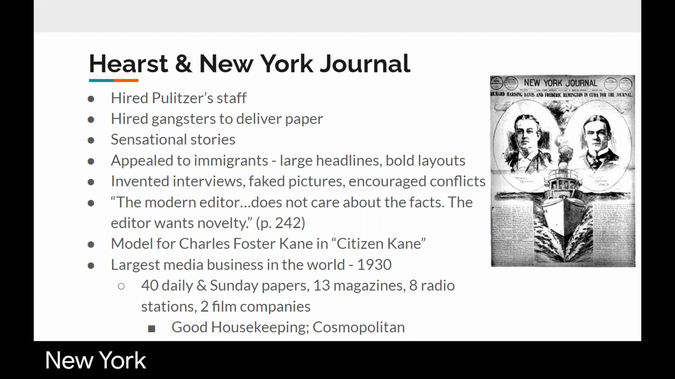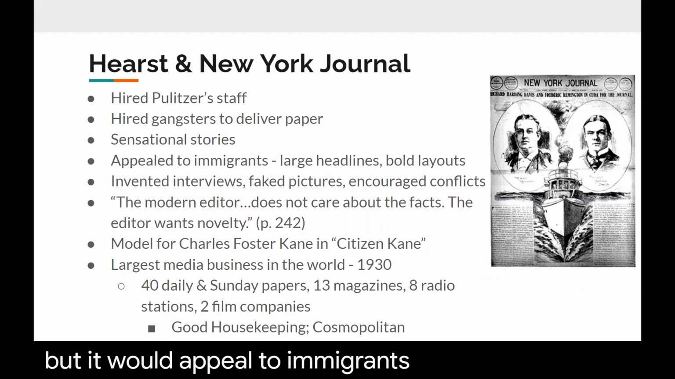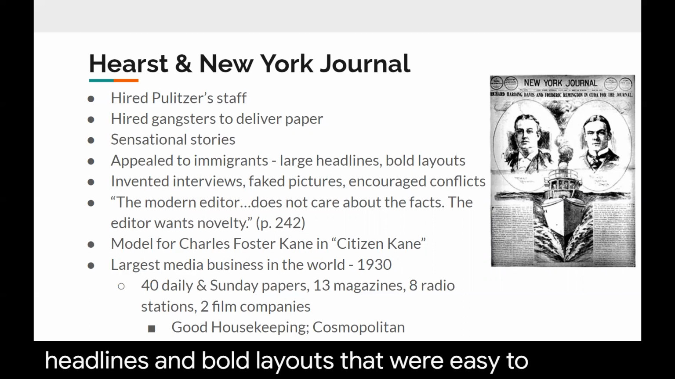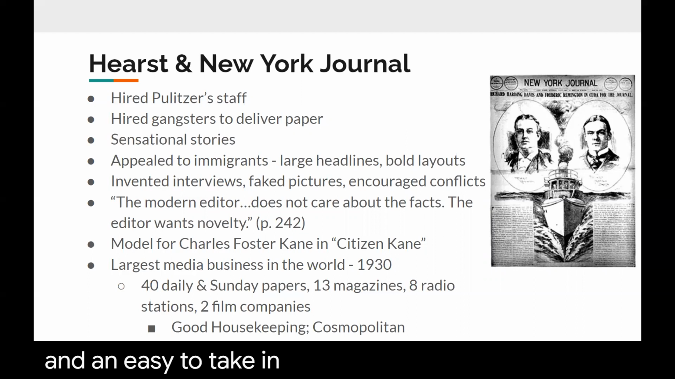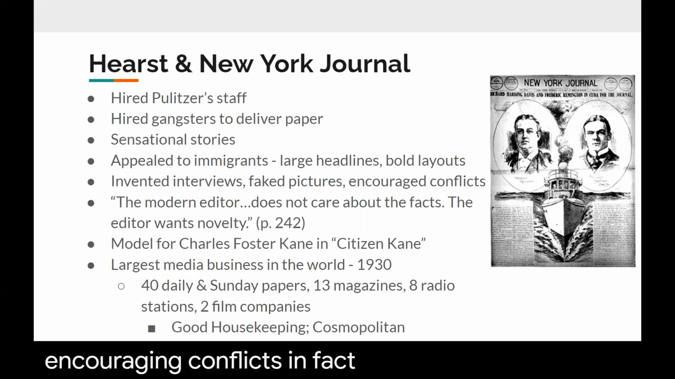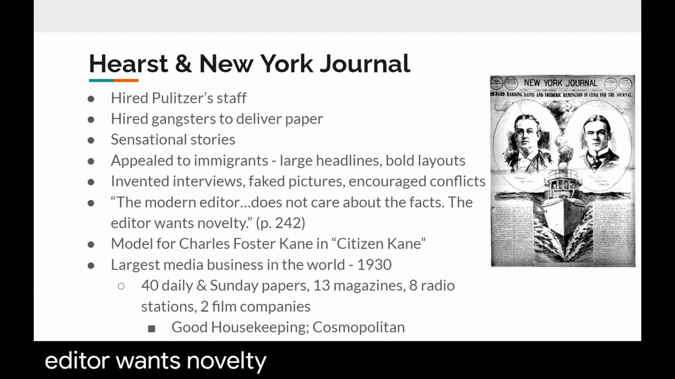The New York Journal was known for sensational stories, but it would appeal to immigrants by using large headlines and bold layouts that were easy to read and easy to take in. They were very well known, however, for inventing interviews, faking pictures, and encouraging conflicts. In fact, Hearst once said, "The modern editor does not care about the facts, the editor wants novelty."